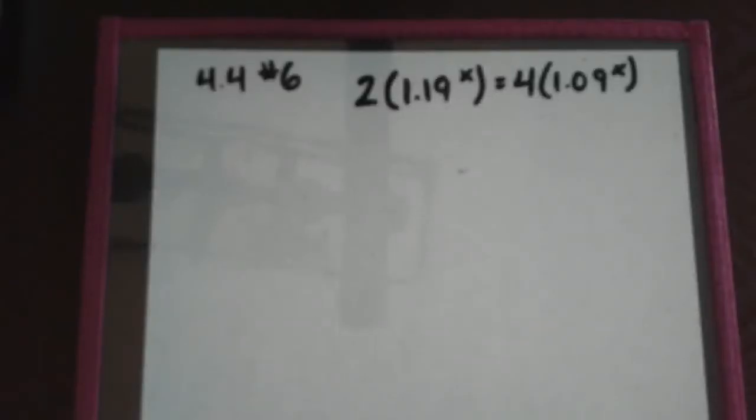In this video, we will be looking at question number 6 from the 4.4 homework. We're looking to solve 2 times 1.19 to the x power equals 4 times 1.09 raised to the x power. Now, when we're solving exponential equations, we try to get the exponential by itself on one side, but the problem is we have 2 exponentials, one on each side.